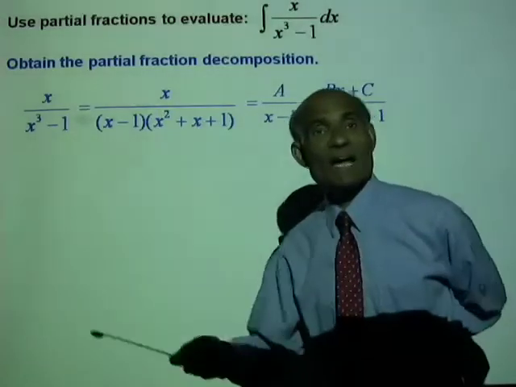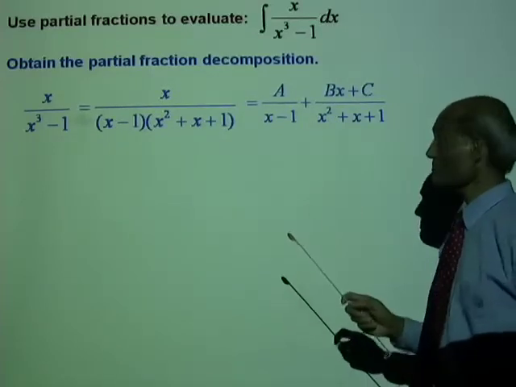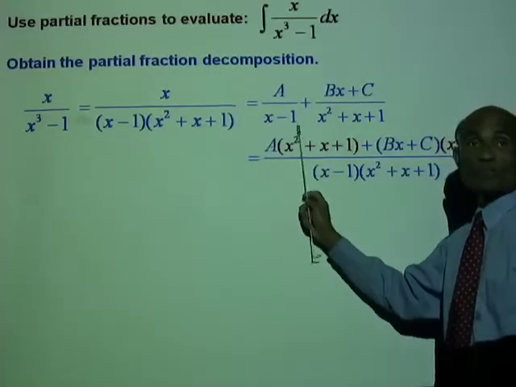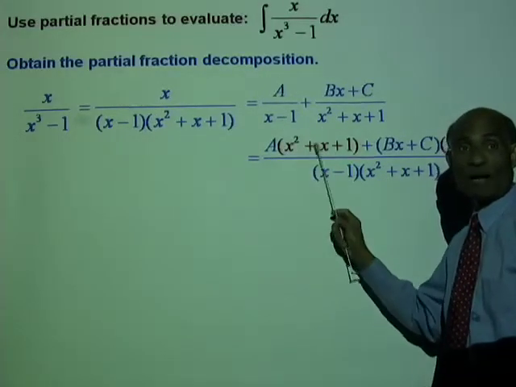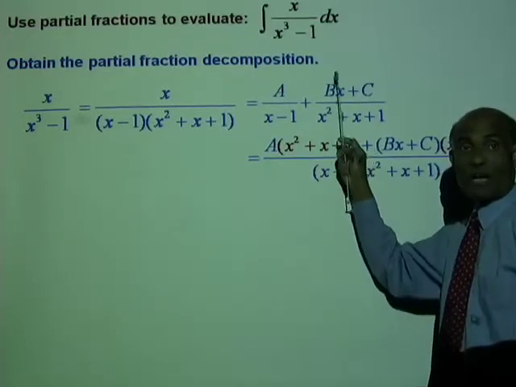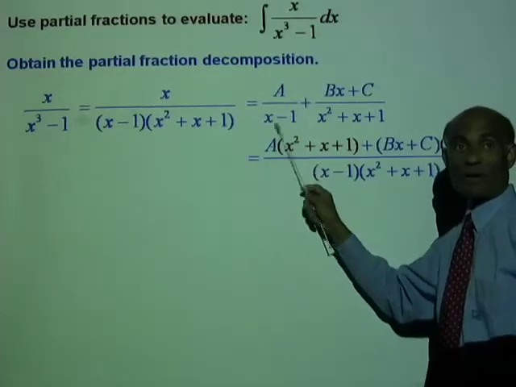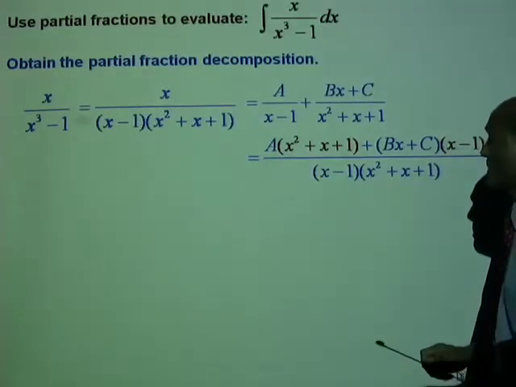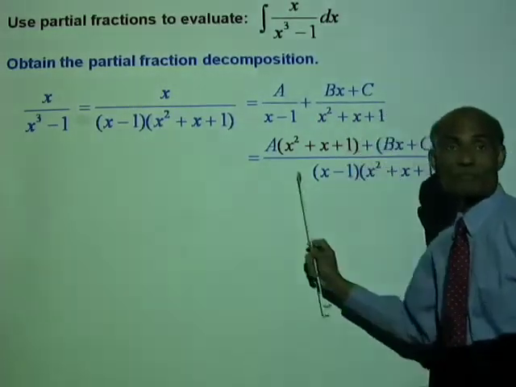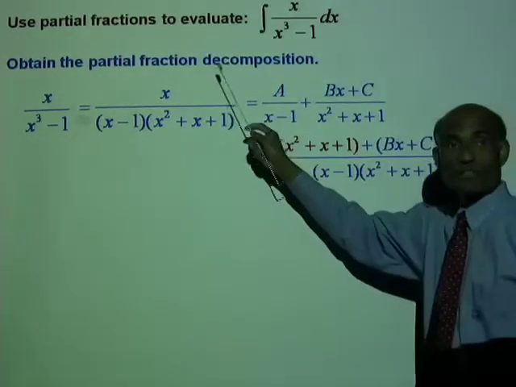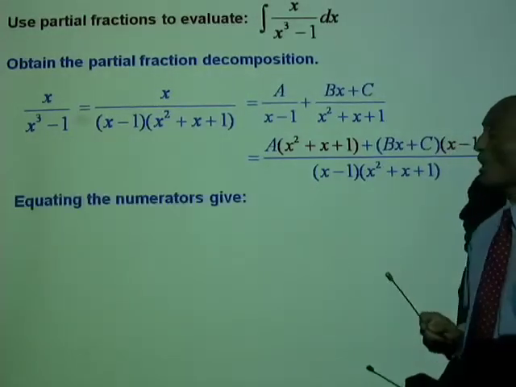But now we proceed as usual. Take the common denominator and simplify. The common denominator is x minus 1 times x squared plus x plus 1. And a gets multiplied by the quadratic factor, and the quantity bx plus c gets multiplied by x minus 1. We now have the denominator on the left equal to the denominator on the right. Therefore, the numerator on the left must be equal to the numerator on the right.